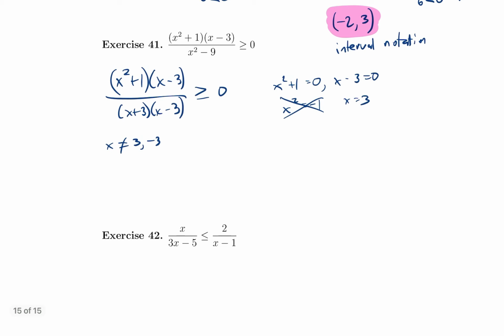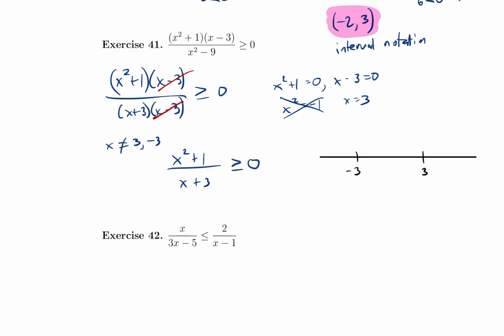So now you draw your number line, and you want to place negative 3 and 3. All right. At that point, now you can go ahead and cancel these out. And so now we have x squared plus 1 over x plus 3 greater than or equal to 0. And now we have 3 intervals to test once again. 1, 2, 3. And let's see, x cannot equal those values, so therefore open circles for both of them.